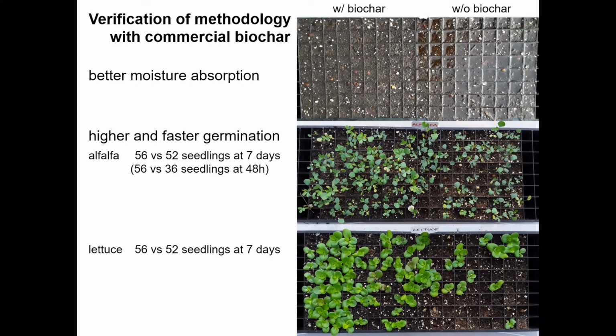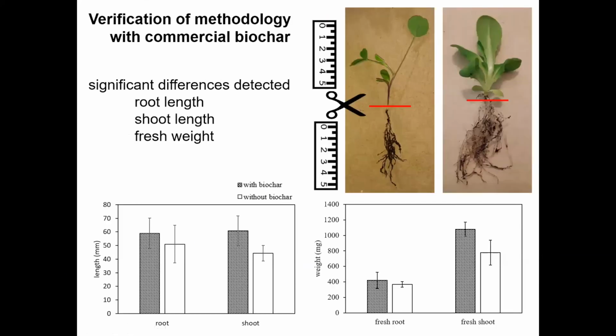And so far I have tested it with both of the crops, and you can already visualize that there's a difference. On the left side, it's with biochar, this is without biochar. You see the plants are bigger, they look healthier. And definitely with the lettuce seedlings, you can see that germination is so much better with the biochar than without.